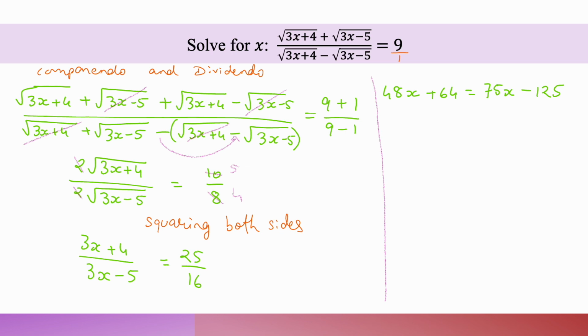On taking the like terms, transposing 48x on right hand side and 125 on left hand side, we get 64 plus 125 equals 75x minus 48x. So that is 189 is equal to 27x, or x is equal to 189 upon 27, that is x is equal to 7.